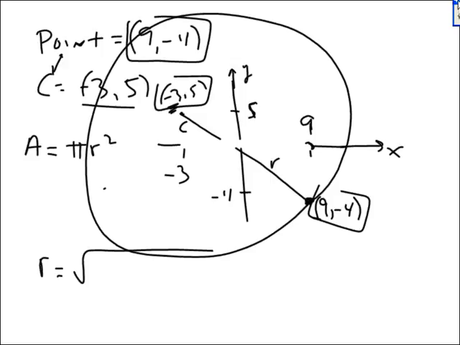Okay, let's try that again. From negative 3 to 0 is 3, and then from 0 to 9 is 9. 3 plus 9 is 12. The change in x is 12. Square it. Plus the change in y. Go from 5 to negative 4. It's a change of 9. From 5 to 0 is 5, and from 0 to negative 4 is 4. Or if you prefer, from negative 4 to 0 is 4, and from 0 to 5 is 5. 4 plus 5 is 9.